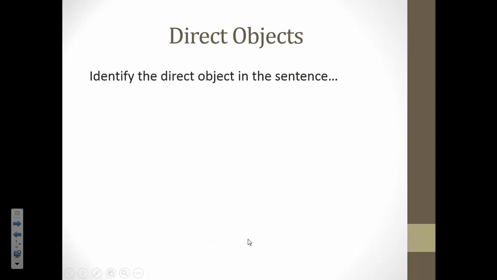Let's identify the direct object in the sentence. Okay, see if we can figure this out. I need to pack my suitcase for Florida. So remember, we have one of two questions we can ask. What do I need to pack, or who do I need to pack? Well, obviously the question is what do I need to pack, and the answer is suitcase. So suitcase is the direct object in this sentence.